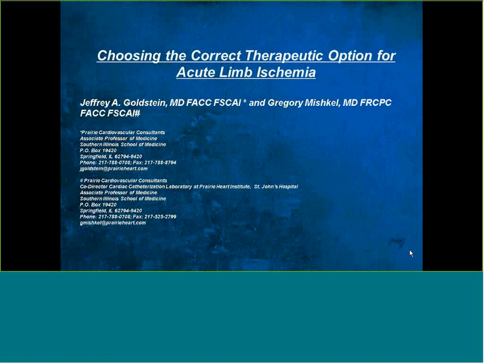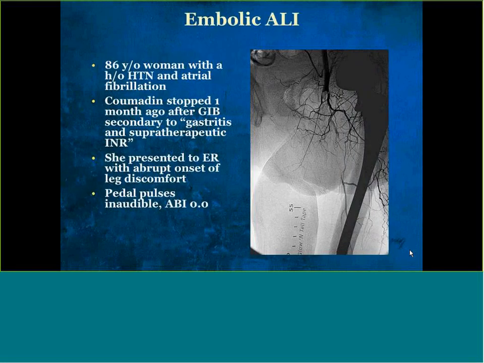So this is a review Greg and I wrote 2 years ago. The patient has a history of hypertension and atrial fibrillation. One month ago, atrial fibrillation, no anticoagulation. It was stopped because of a GI bleed. She should get a Watchman, right?